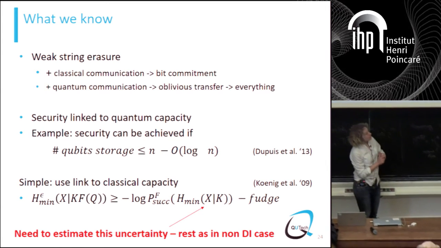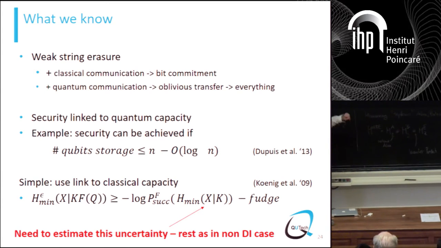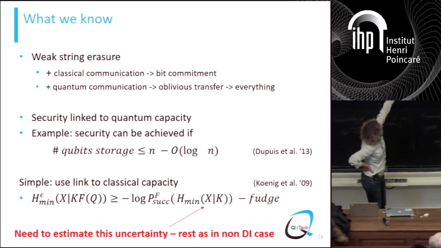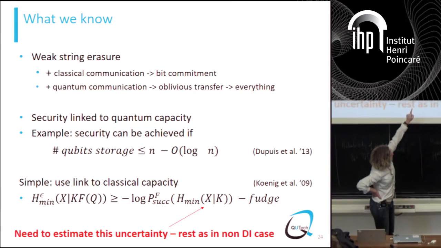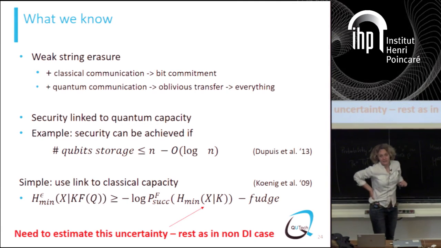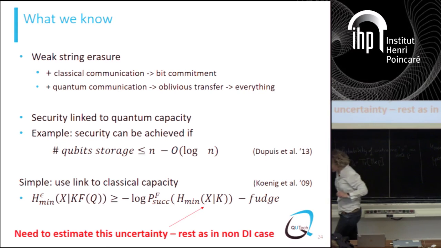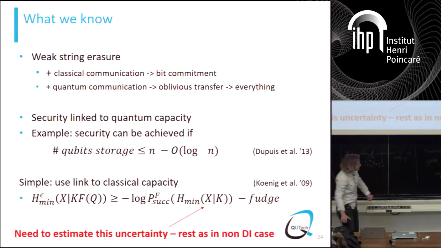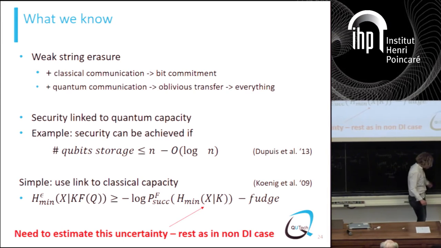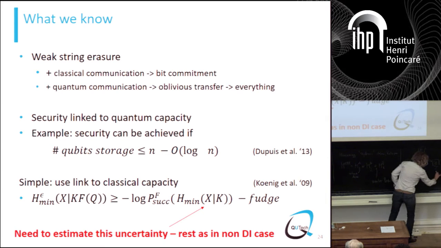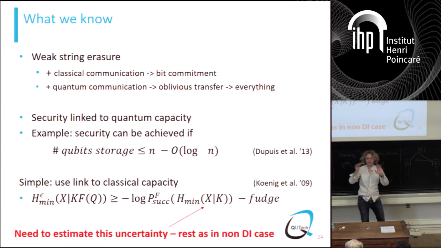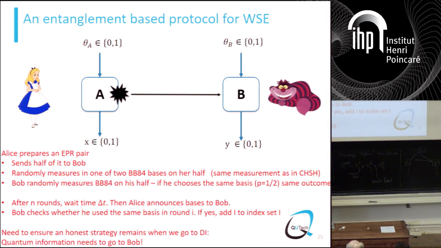I want to give you this as an example, even though we know something better now, because we can still just think about the min entropy that Bob or the adversary has about X given classical information. So if you want to think about these boxes, what we'll do is Alice produces an X, and Bob will produce a K, and we're not going to worry about any quantum information. So there's a very simple entanglement-based protocol for weak string erasure.